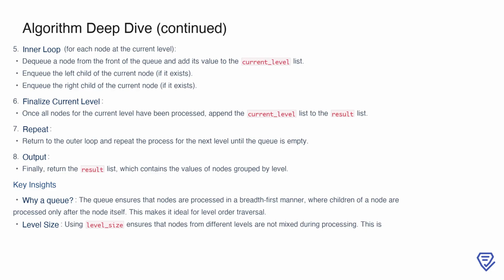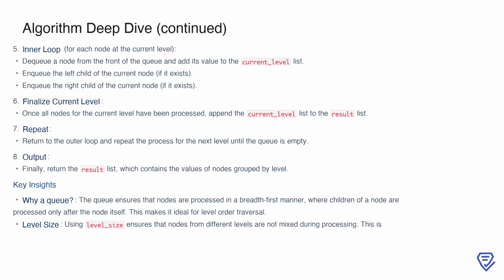Within the outer loop, we focus on processing a single level of the tree. To do this, we first determine the number of nodes at the current level, which we call level_size. This is simply the size of the queue at that point. Knowing the level_size helps us isolate the nodes at the current level and avoid mixing in nodes from subsequent levels. We then create an empty list called current_level to store the values of nodes at this level. Next, we enter the inner loop, which runs exactly level_size times.